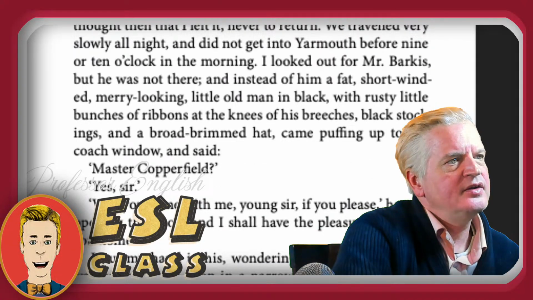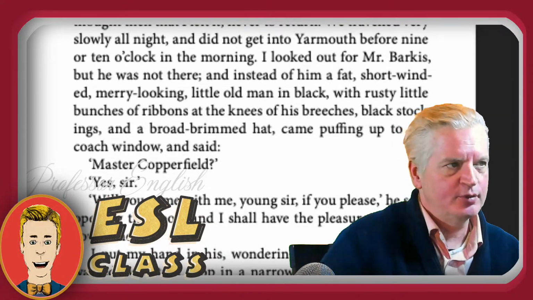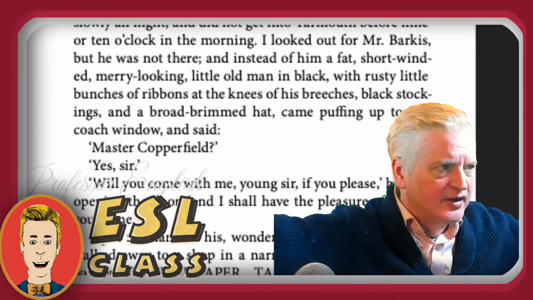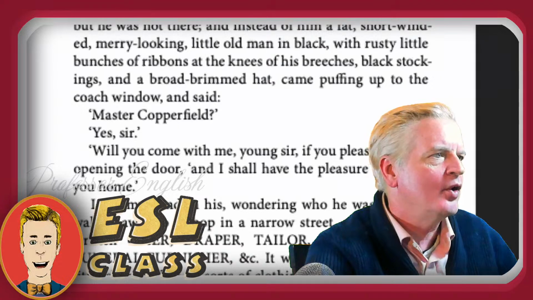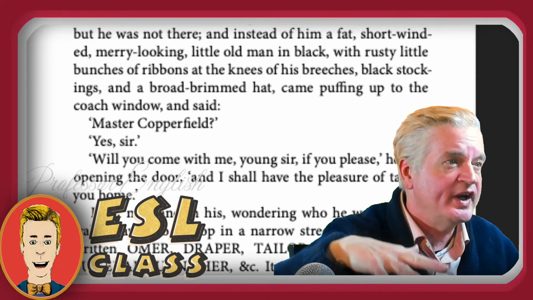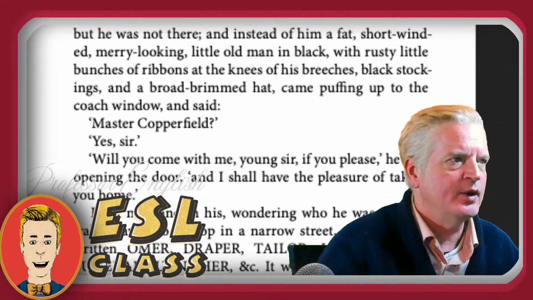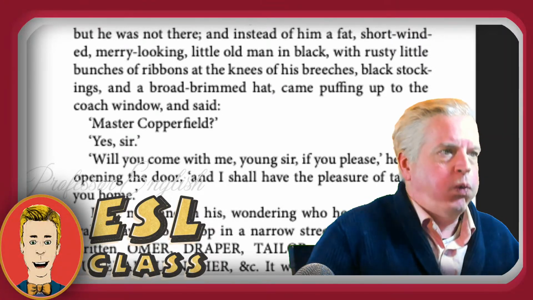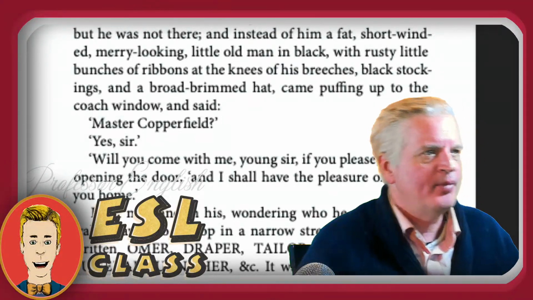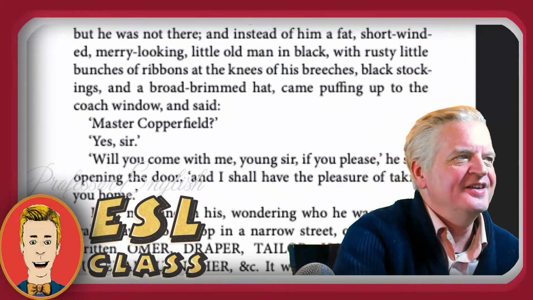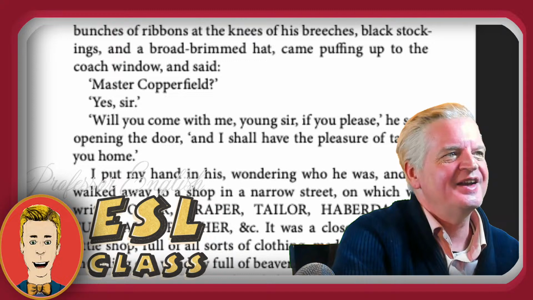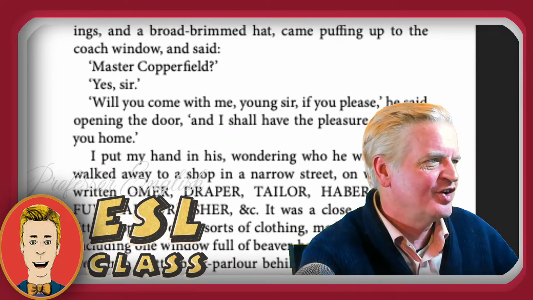All right, let's see. So rusty little bunches of ribbons at the knees of his breeches, and black stockings, black socks, and a broad-brimmed hat, so a big hat, came puffing up to the coach window. And puffing, again, remember he's a short, fat man, and he's short-winded, which means he can't breathe very well. And puffing is when you take big amounts of air. This is puffing. So he came puffing up. So this man has a lot of health problems, I guess, but he's happy. He's merry looking.